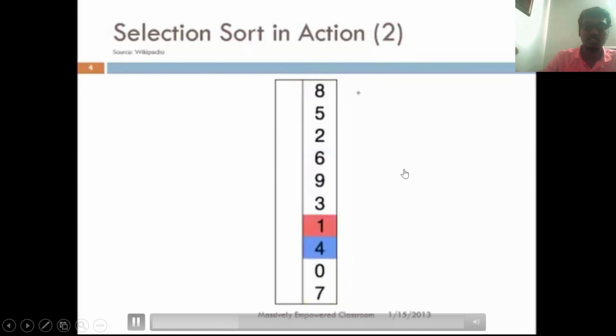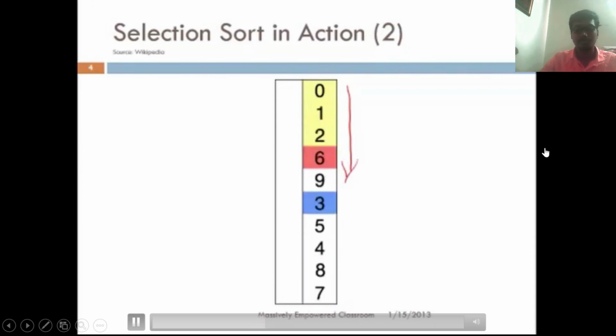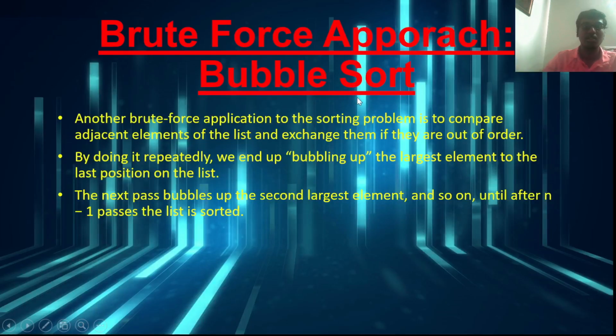So this was the example for selection sort in brute force approach. So next, let's see brute force approach bubble sort.